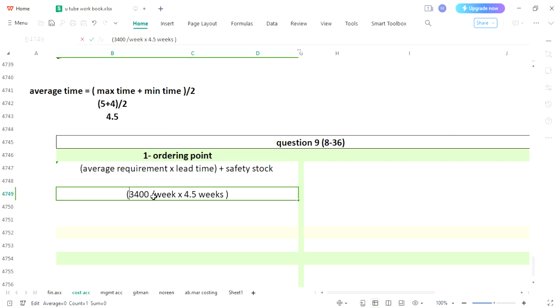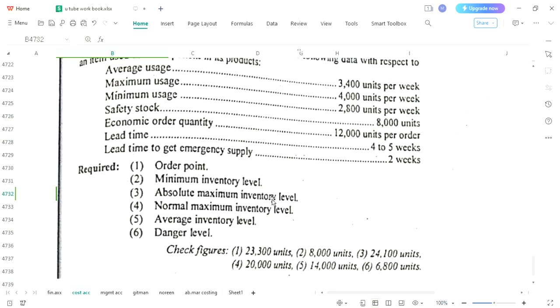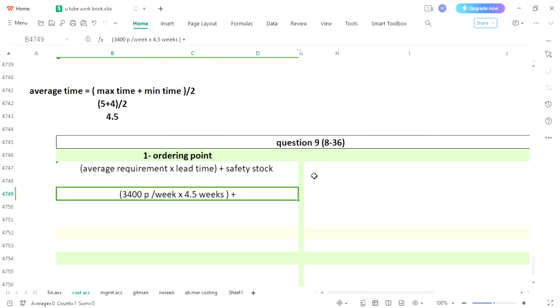3,400 per week and 4.5 weeks. This 3,400 is the number of units or pieces per week. Safety stock must be present in your question, and you can see over here the safety stock is 8,000 units, and we will simply put 8,000 units. What is this safety stock?